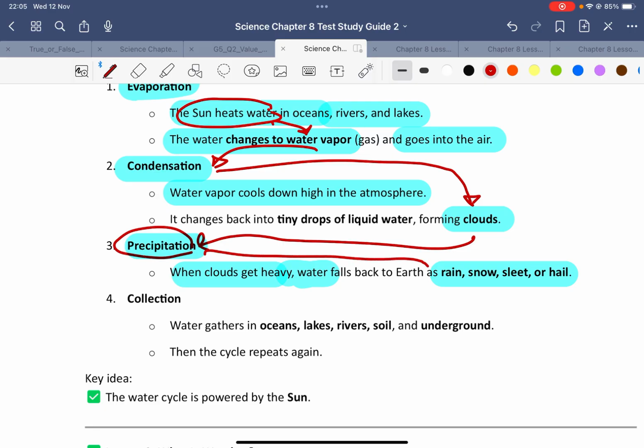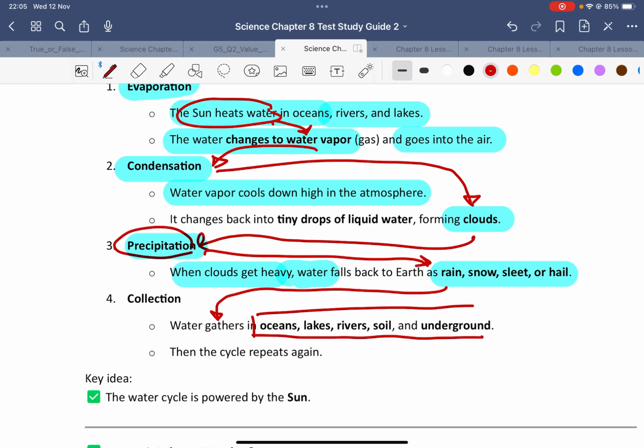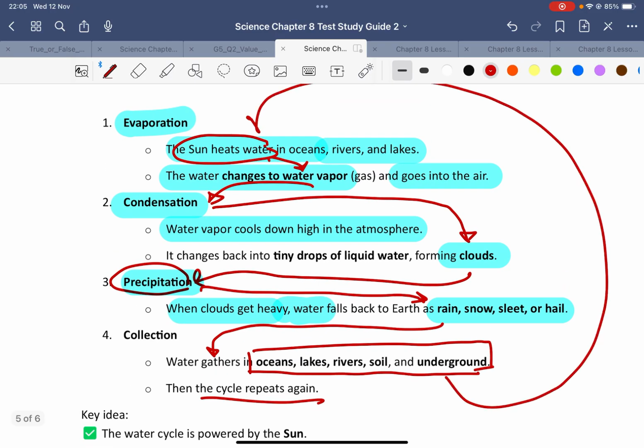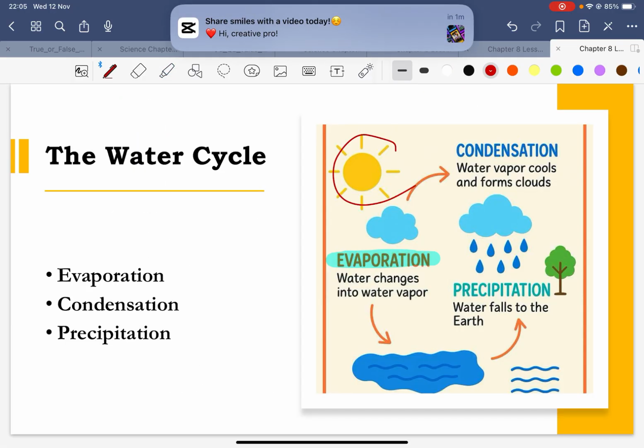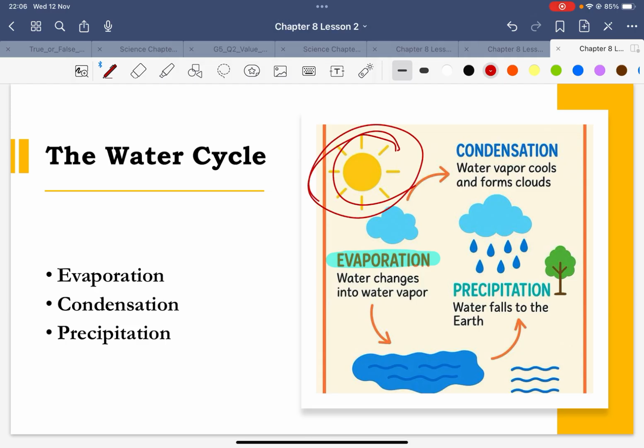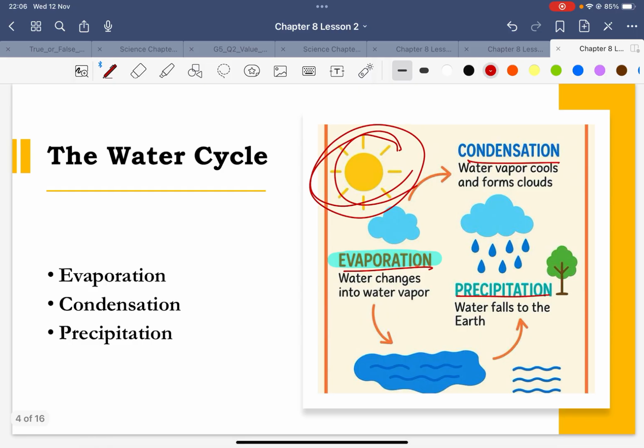So you have precipitation. From here, it falls into the ocean, lake, rivers, or even underground, right? And then the cycle repeats itself again. So you can see here, this goes back up, right? And then it repeats itself. Okay, so that's the water cycle. In this case, the powerhouse, the one giving the energy that causes the water cycle, would be this guy here, the sun. When you look at the diagram, you can see the sun is the one causing everything, even evaporation, condensation and precipitation.